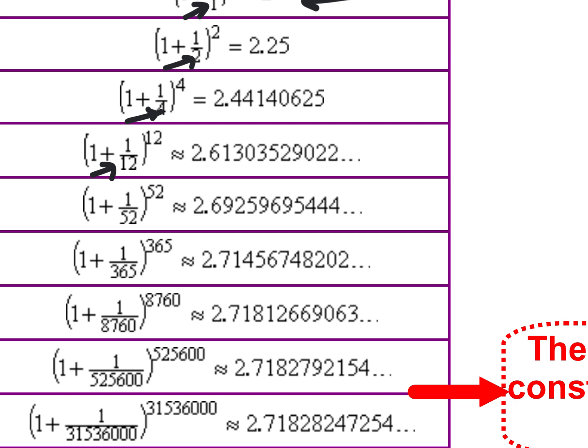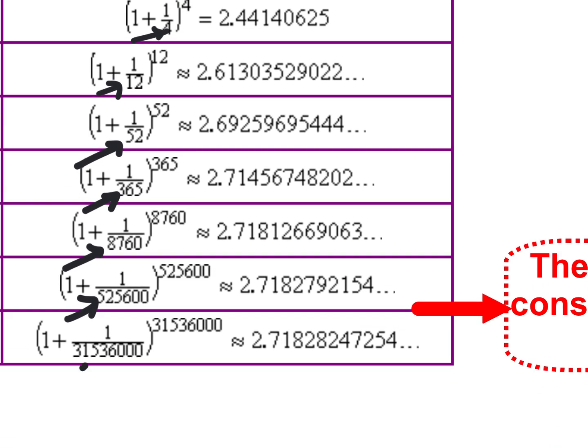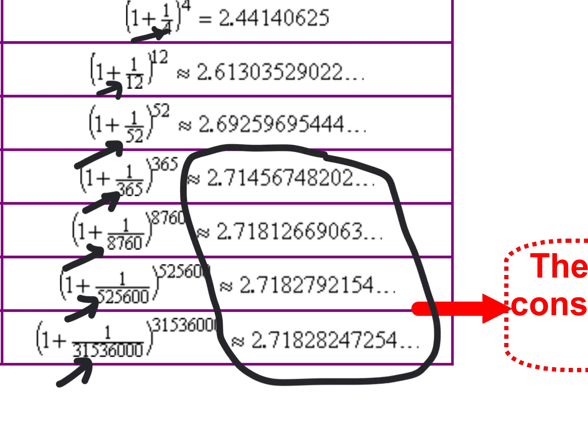And in fact, the more times you compound it, 52 times, which would be like once a week, 365, that's like once every day. What if you compounded once every hour, or once every minute, or once every second? Do you get all of these are getting pretty close to each other? In fact, it's zeroing in on this number right here. And that, my friends, is E.